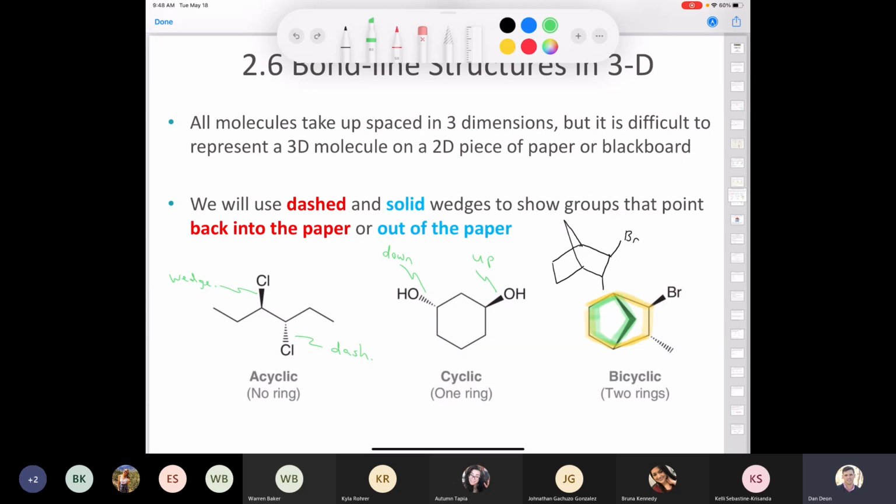But the idea is that this bridge, this is what we call a bridge, the bridge is coming up, right, because it's on a wedge. This one is pointing up and this one is pointing down.